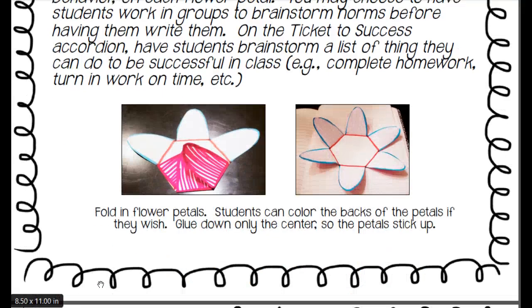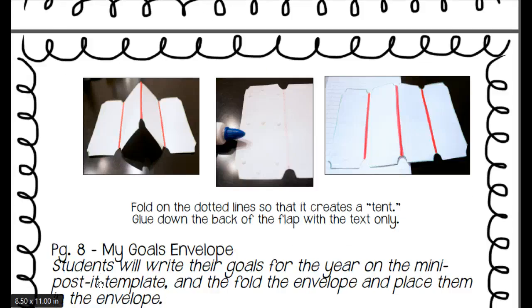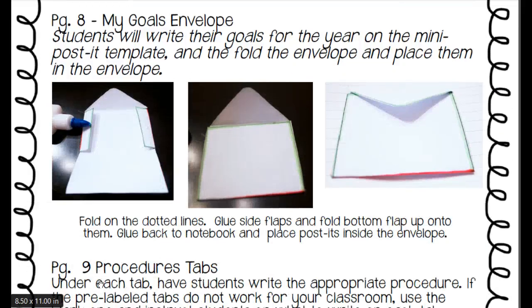The norms, you're going to glue the base of the flower and have the petals sticking out. And then you can fold those in so that they won't be sticking out of your book. Tickets for success, you're just going to glue one side of it, and then you're going to fold the rest of it so that it can be neatly in your folder or in your textbook.